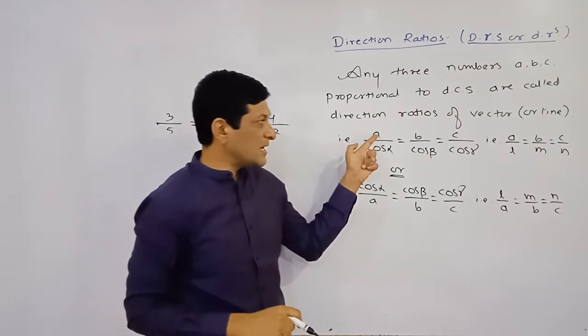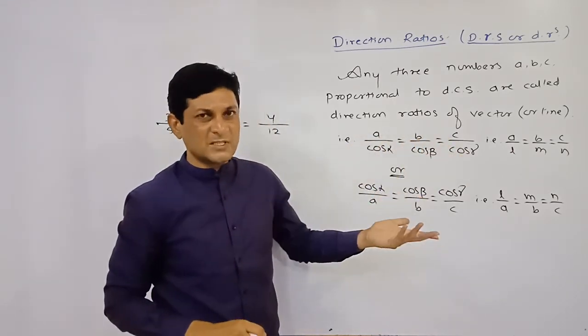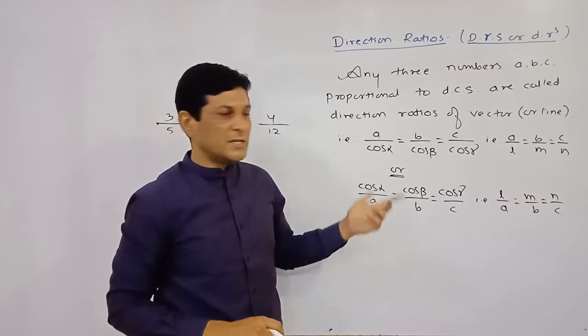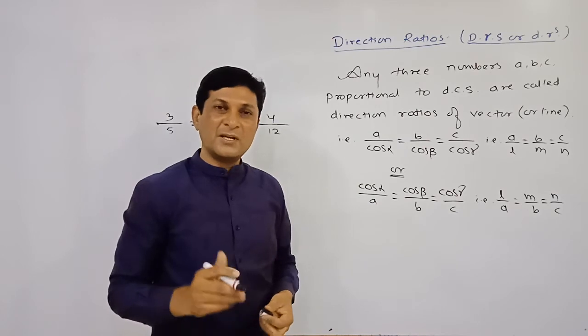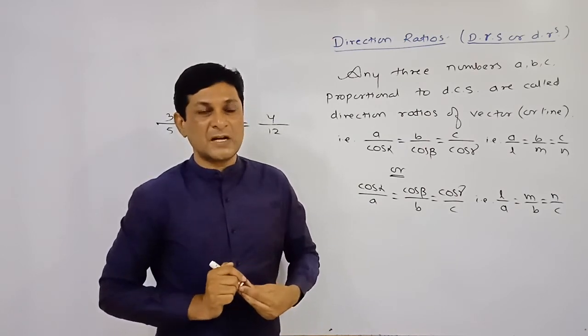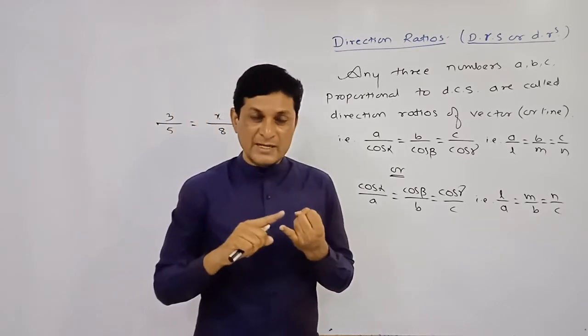Here these three numbers are nothing but a, b, c. Since there are infinitely many numbers on the real number line, we will definitely get three numbers which are proportional to the direction cosines. Such three numbers are called direction ratios.